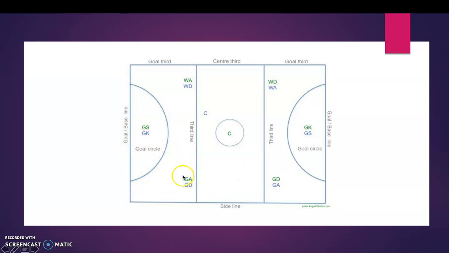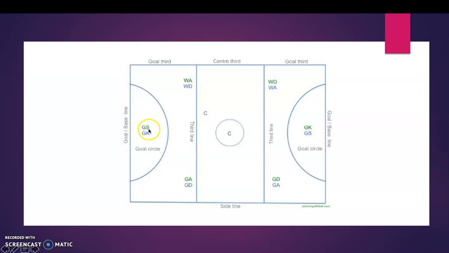Next I'm going to go on to a goal attack, which is right here. A goal attack's main role is scoring and setting up the goals by feeding the ball into the goal shooter. If the goal shooter is about to shoot, the goal attack would always be ready for the rebound in case they miss, so they'd be stood under the hoop. And lastly, they are only allowed to play in the centre third and the attacking third and the goal circle. So they're allowed in this centre third and all of this bit here, including the goal circle.